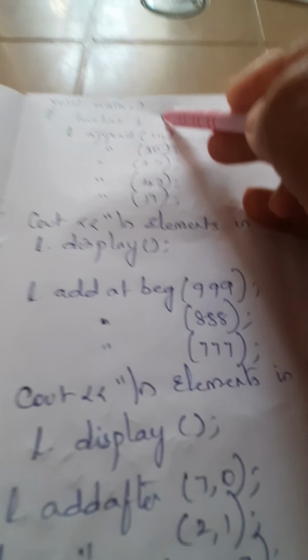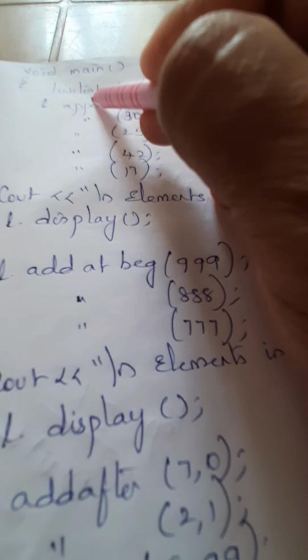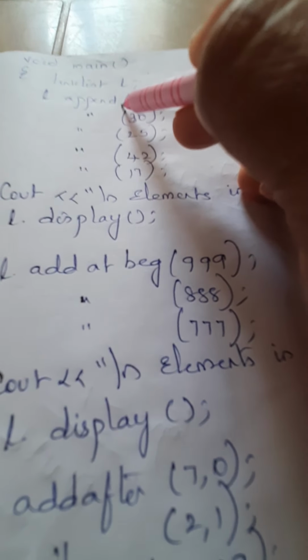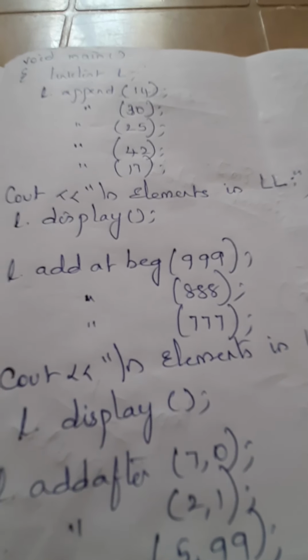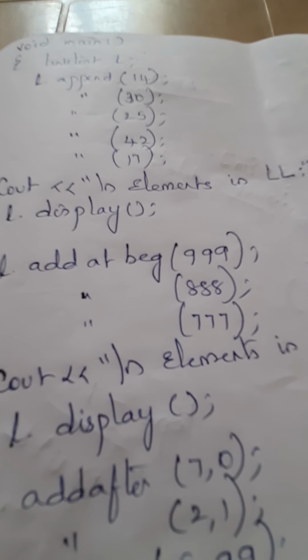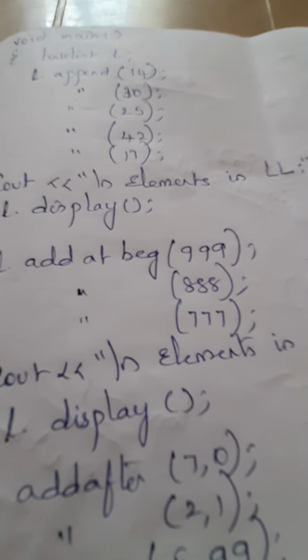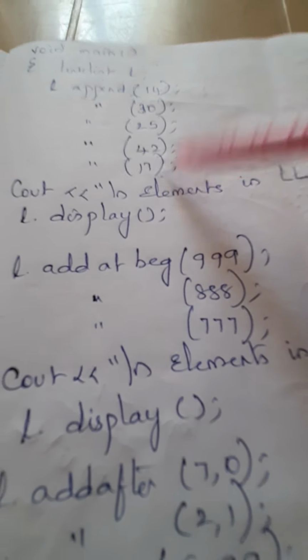LinkedList L is the object that you are creating for the linked list class, and L.append. When you call this append function, it should add to the already existing list. That means the append function will add to the last node of the existing list. So I am adding 5 elements through the append function, and we'll get into the append function and see what is happening there.